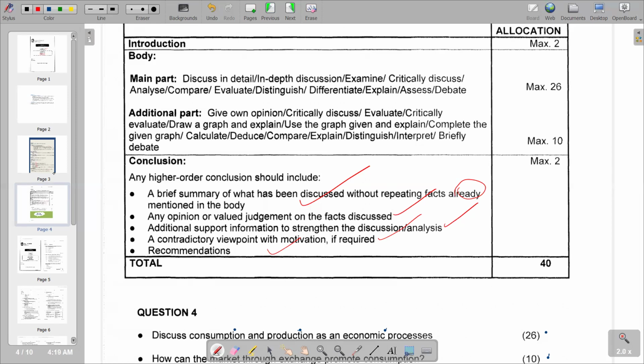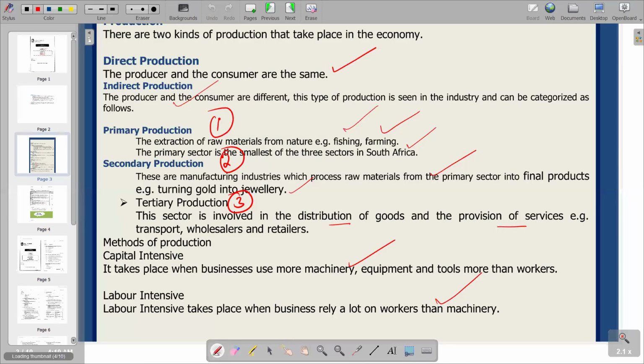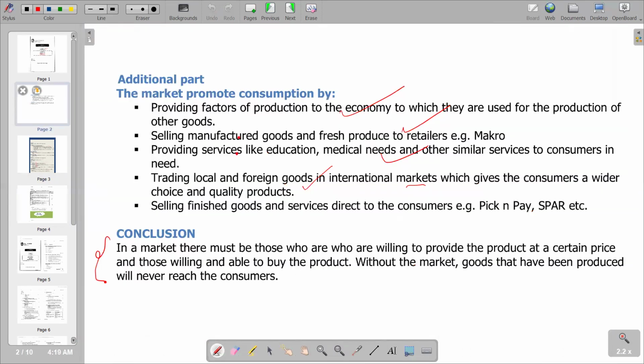So we can just try to see what we have in terms of our conclusion, whereby it reads, in a market, there must be those who are willing to provide the product at a certain price, and those who are willing and able to buy the product. Without the market, goods that have been produced will never reach the consumer. So basically, that's our conclusion as you conclude your thesis.